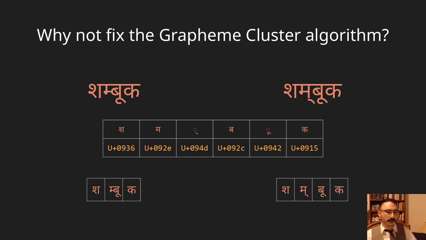So importantly here, the number of characters that are contained in a string is dependent on how the font is rendering that string. And the Grapheme Cluster algorithm cannot determine what font the string is going to be rendered in. So it falls back to doing its best to break the string into clusters, and in this case it would do so as sha, m, bu, ka, 4 clusters.